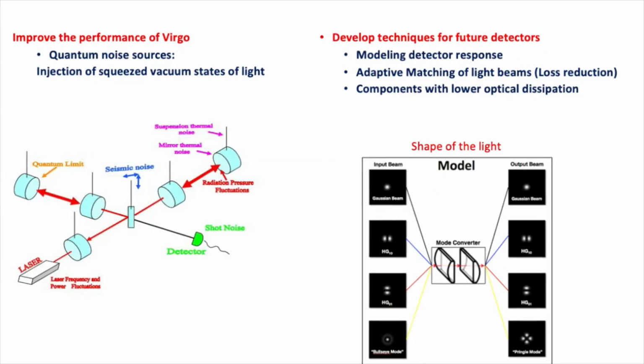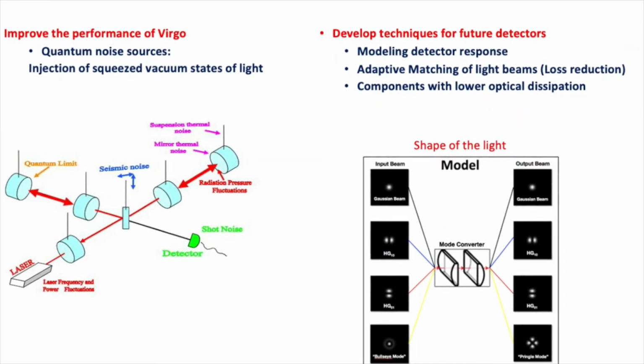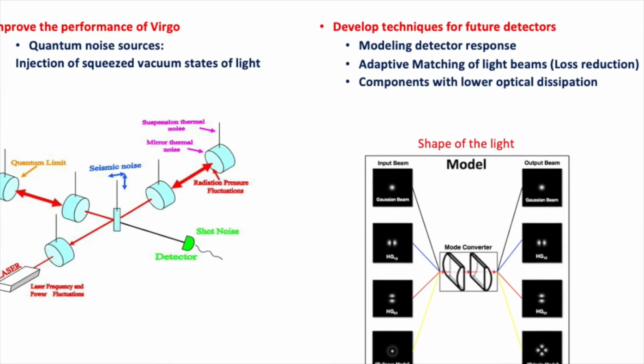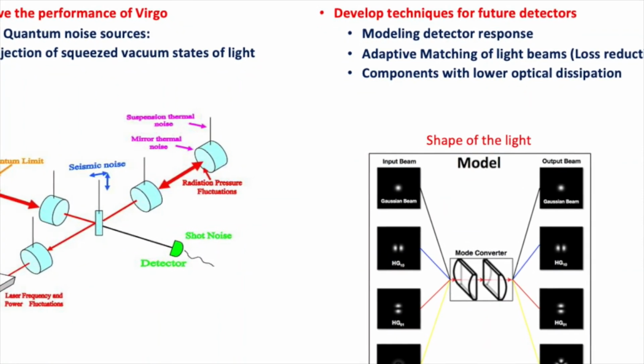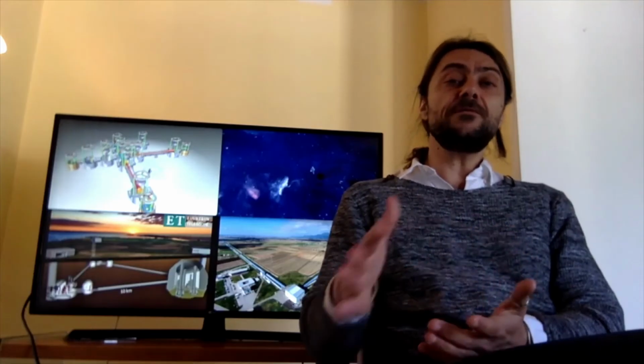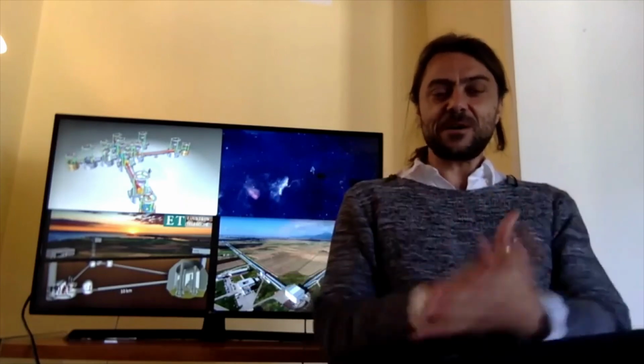In particular, in Trento, we work on a technique based on the fact that the laser light has a shape. We properly manipulate the shape of the light and extract information about the optical losses of the interferometer. From this reading, we go further and correct the loss. We reduce the losses by reshaping the light. So we work on the shape of the light.